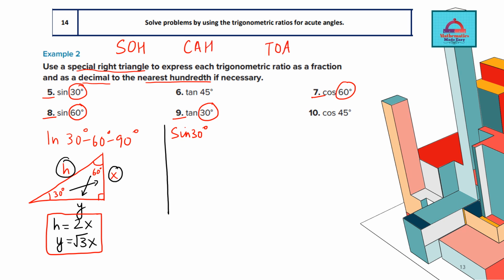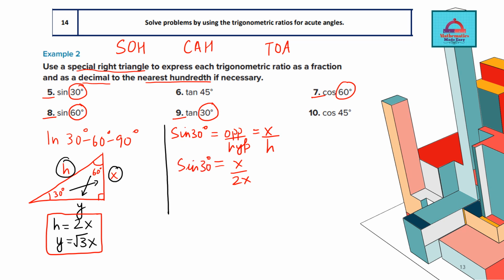We are using trigonometry. So sine is opposite over hypotenuse. So what is the opposite one to 30 degree? It is x over hypotenuse, which is h. Now h is equal to 2x by the formula. So x divided by 2x is sine 30 degrees.